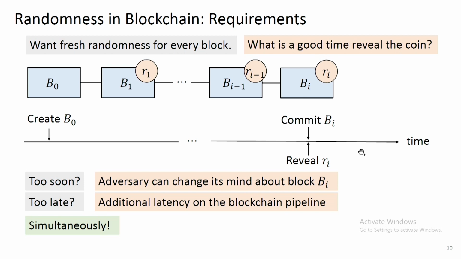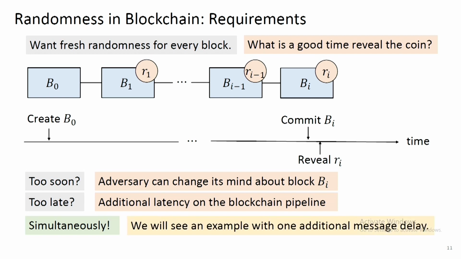So ideally, we want to reveal things simultaneously. As soon as the block is committed, we also want to reveal the randomness. We can get this property in certain scenarios, but I'll show an example where we have one additional message delay between the block commit event and the randomness reveal event.